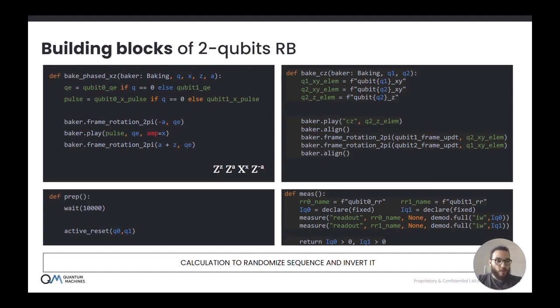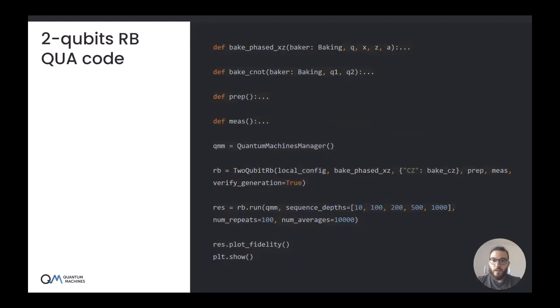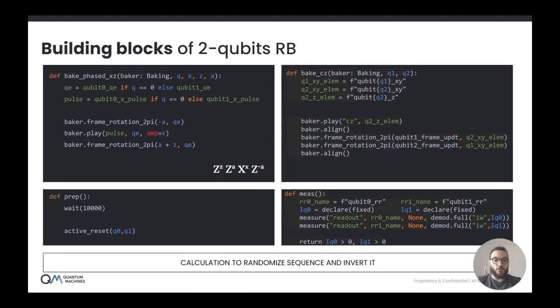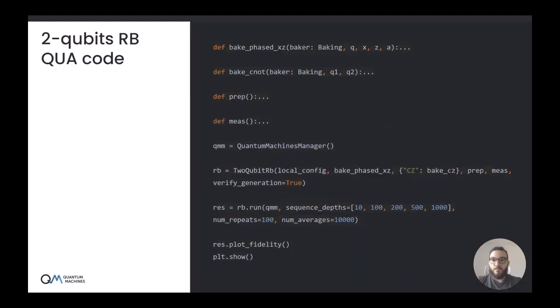Obviously, to make 2-qubit randomized benchmarking, you also need to be able to perform calculations. You need to randomize the sequence and to invert the sequence. This is usually done in Python or in a lab PC. We do it on the FPGA to get everything running as fast as it can. And this happens behind the scenes, so you won't see any of this calculation happening.